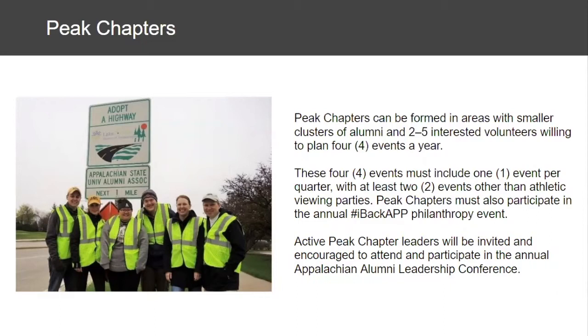And our peak chapters must also participate in the annual IBAC app philanthropy event. Active peak chapter leaders will be invited and encouraged to attend and participate in our annual Appalachian Alumni Leadership Conference. However, it is not required that they send a delegate to the conference.